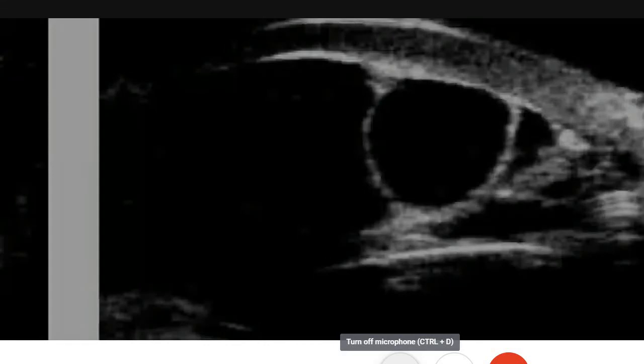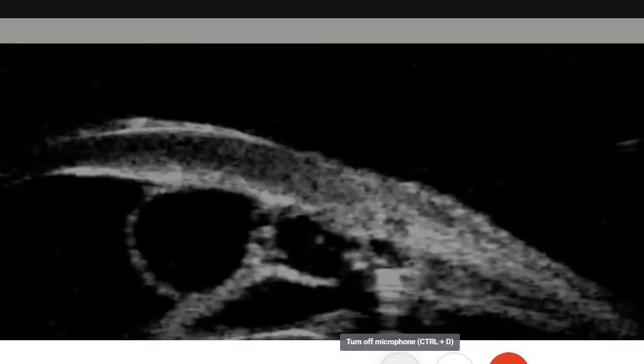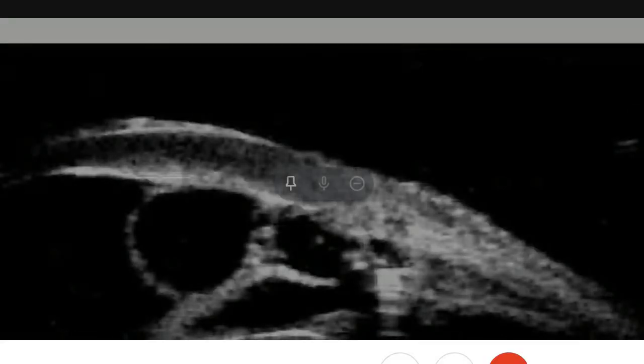That is an iris cyst, a large iris cyst, as said by Madhu. Yes, it is an iris cyst. An iris cyst will appear like this only in the UBM image. Clear?